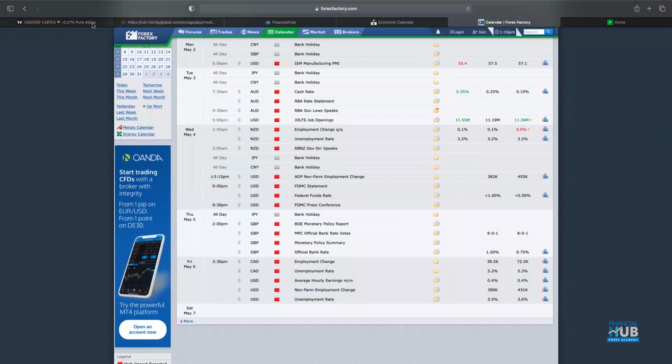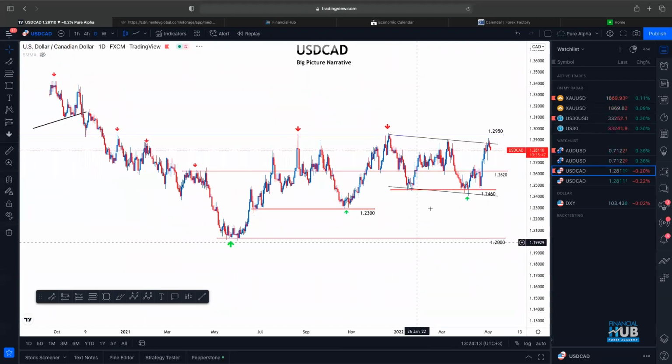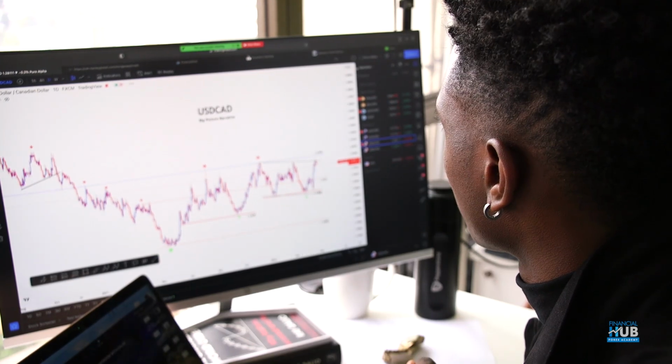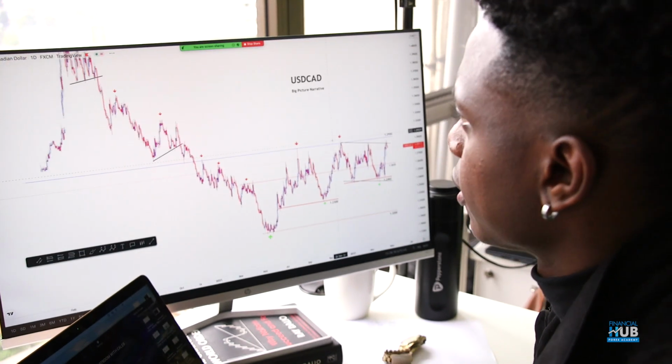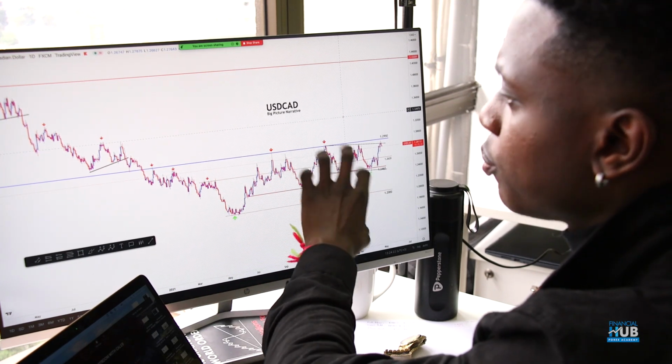So apart from that, what am I looking at technically? Let's start with USD/CAD. It's what just popped up by default, and this is the daily chart. What I'm looking at on the daily chart is where the market has been at the moment.